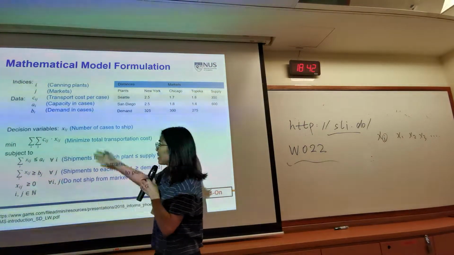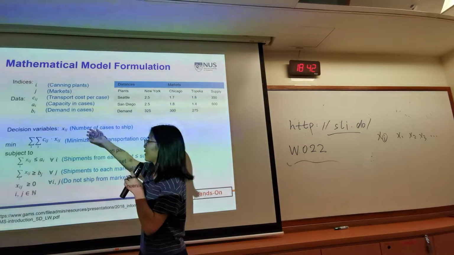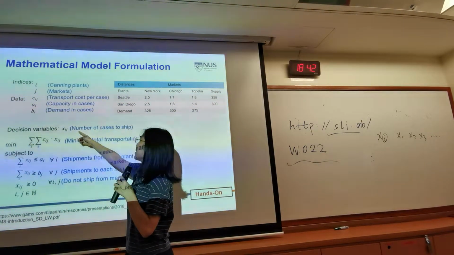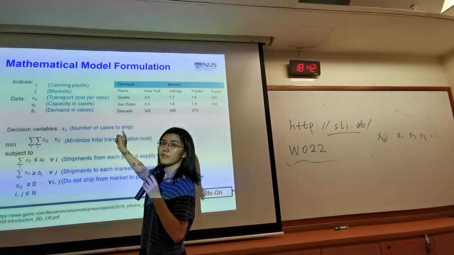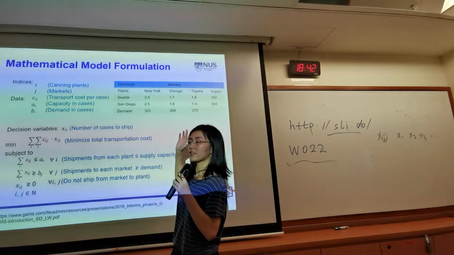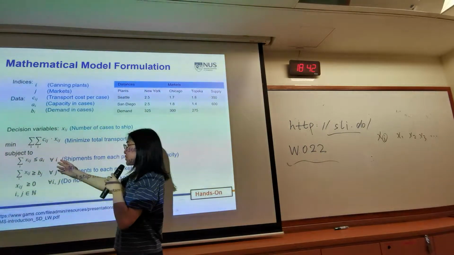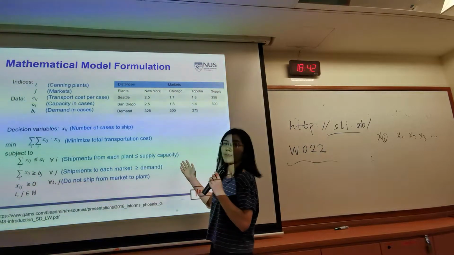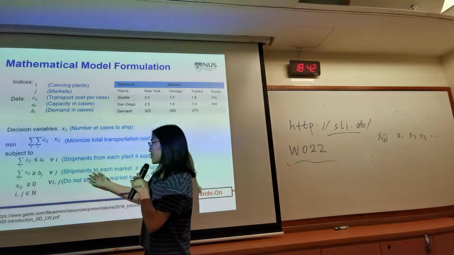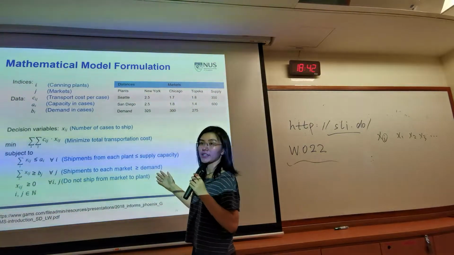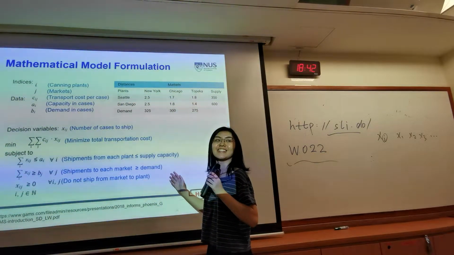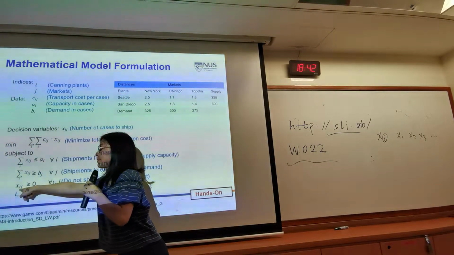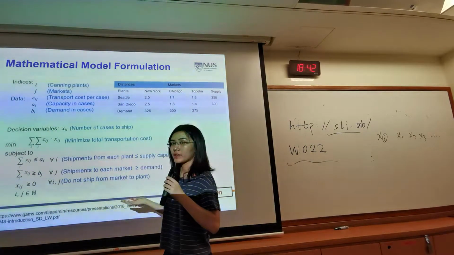So after understanding this table, we can define a variable Xij, the number of cases to ship from the plant to the demand sites, subject to the shipment from each plant being less than the supply capacity, and the shipment to each market being larger than the demand, right? Yes. And Xij should be more than 0. So it is a positive variable.